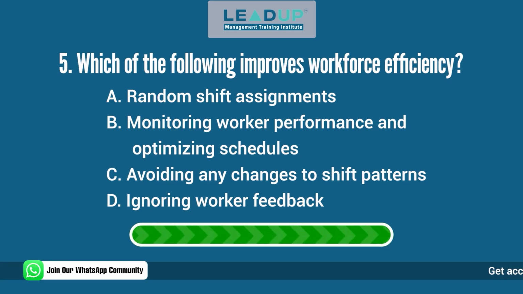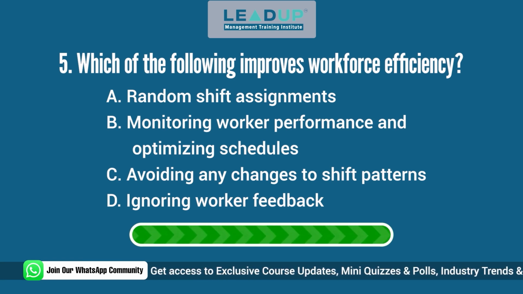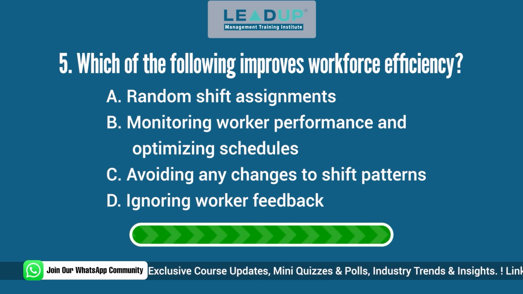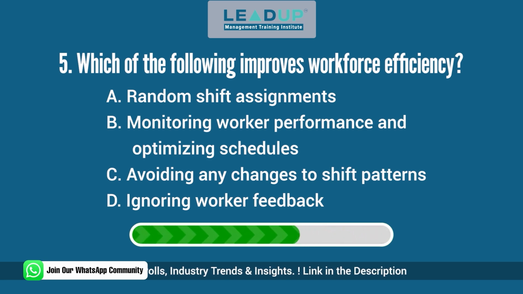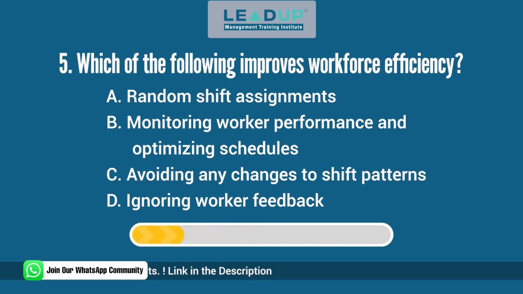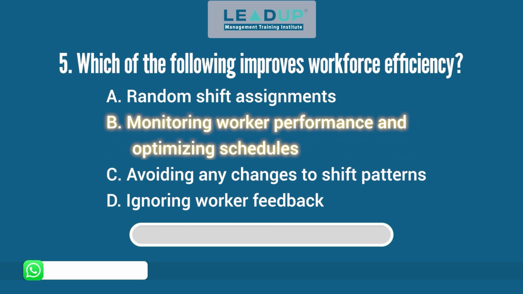Question 5. Which of the following improves workforce efficiency? A. Random shift assignments. B. Monitoring worker performance and optimizing schedules. C. Avoiding any changes to shift patterns. And D. Ignoring worker feedback. The answer is monitoring worker performance and optimizing schedules.